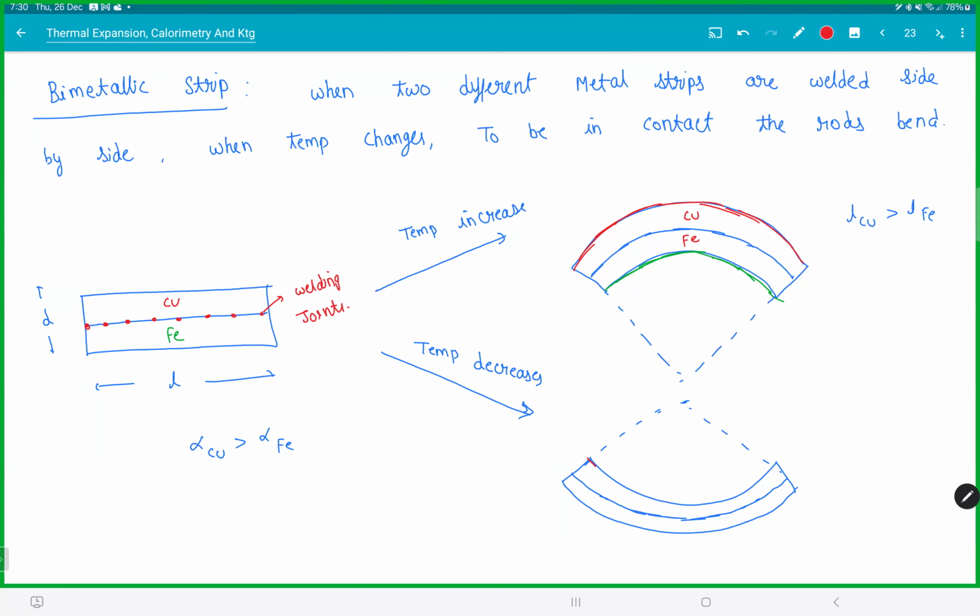Now it looks like this. So copper will be this. Now iron will be more. This was the question in the exam. L copper will be less than L iron. Most people blindly wrote this and came without even seeing whether the temperature increased or decreased. So it matters.